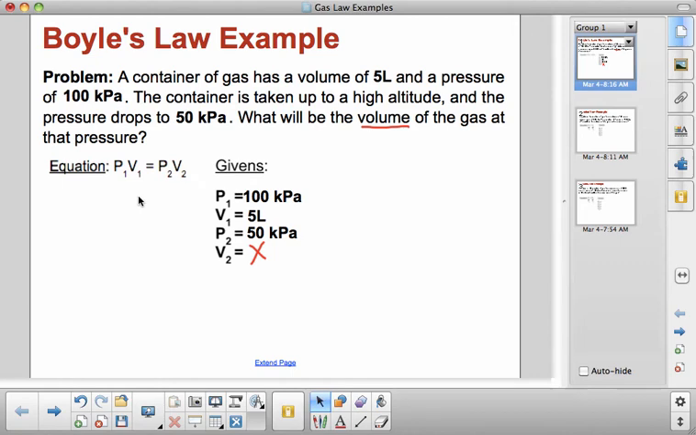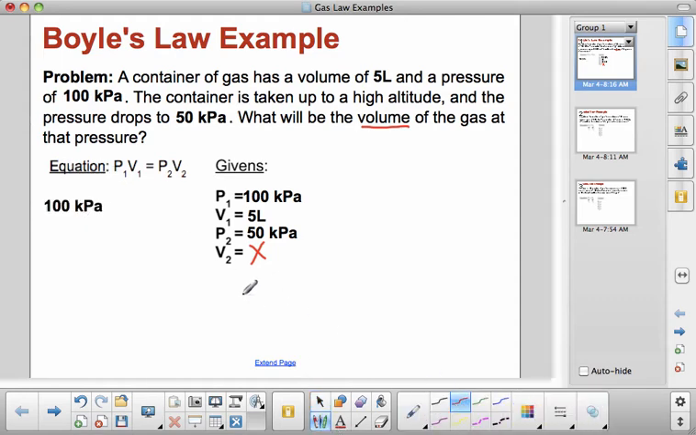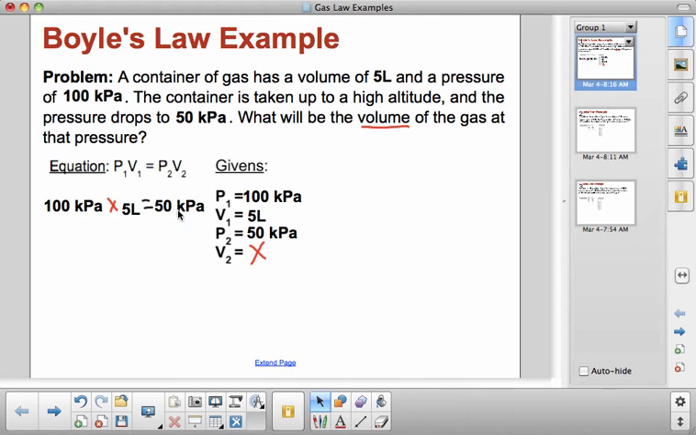We're going to take these numbers and plug them into our equation. So P1 was 100 kilopascals. We're then going to multiply it by V1. Our V1 was 5 liters, so we multiply it by these 5 liters. This then will be equal to P2, which is the 50 kilopascals. And then we're going to need to multiply that by the V2.